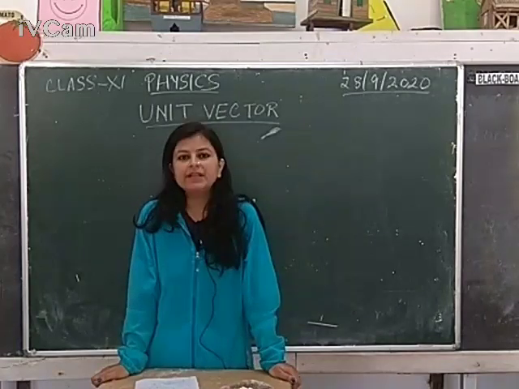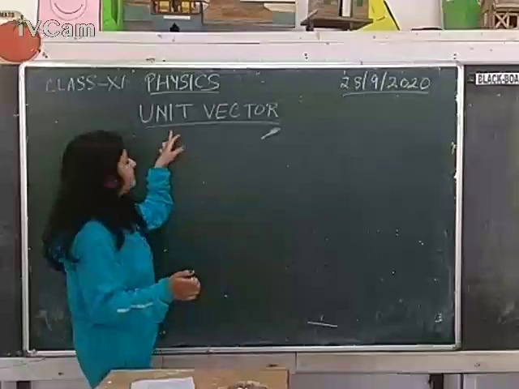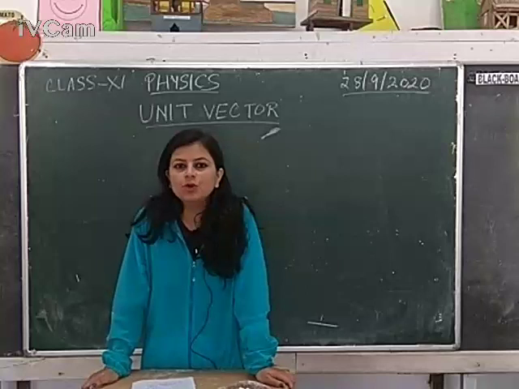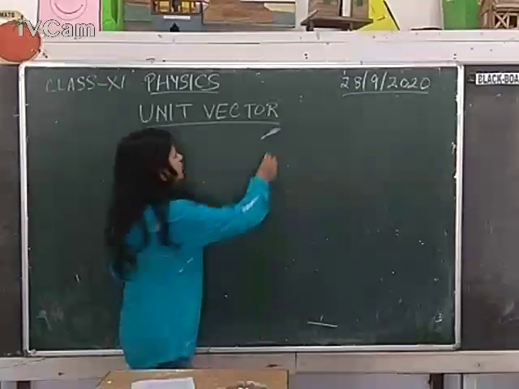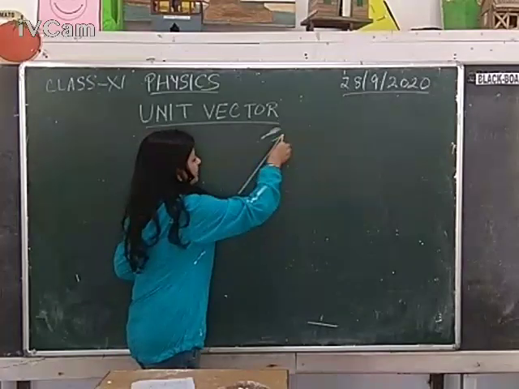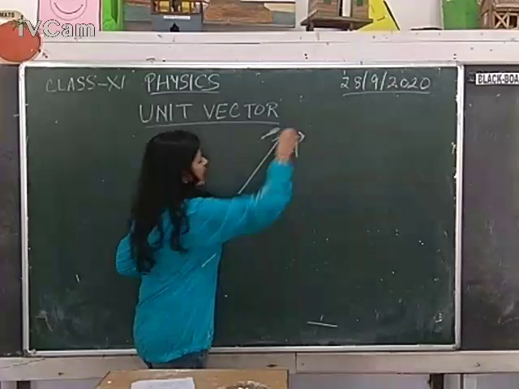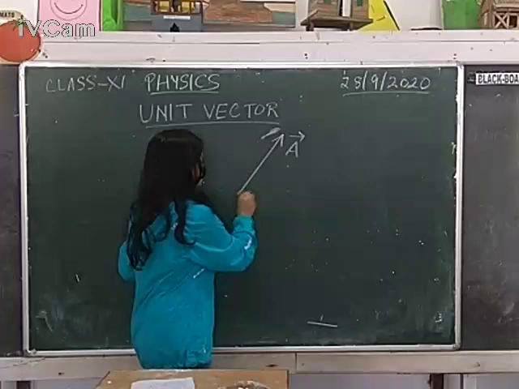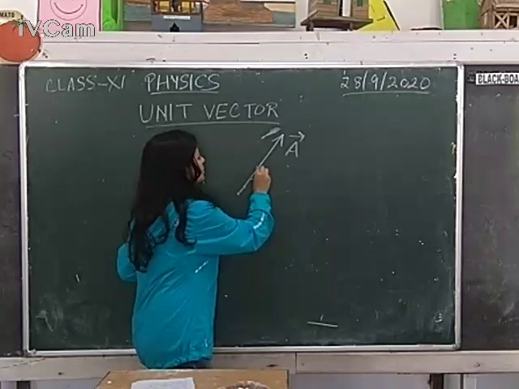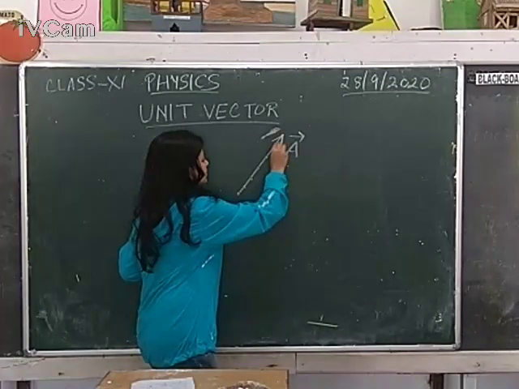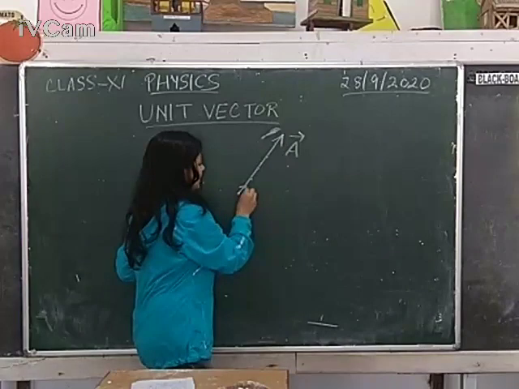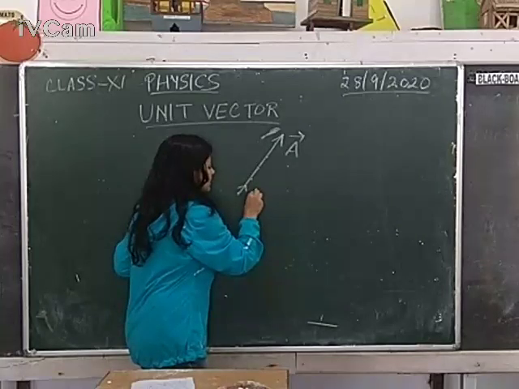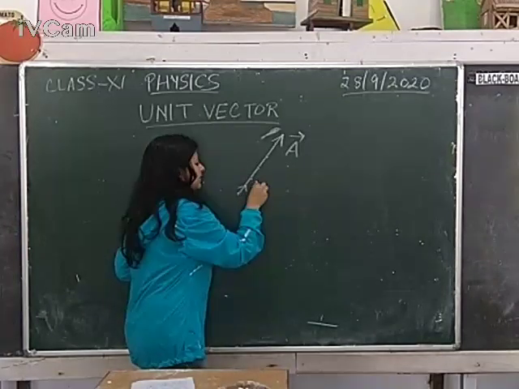Unit vector. The name itself suggests unit means 1. So it is a vector whose magnitude is equal to 1. Suppose you have a vector A whose magnitude is not equal to 1. But this A is made up of a lot of unit vectors in the same direction. So this is one unit vector A whose magnitude is equal to 1. The letter denoting the unit vector is again A, but it will be coming with a cap.